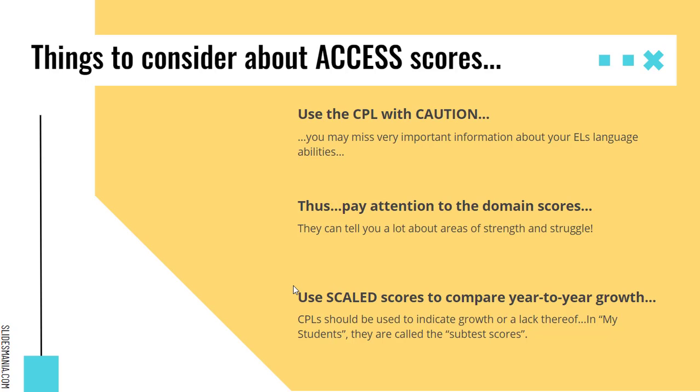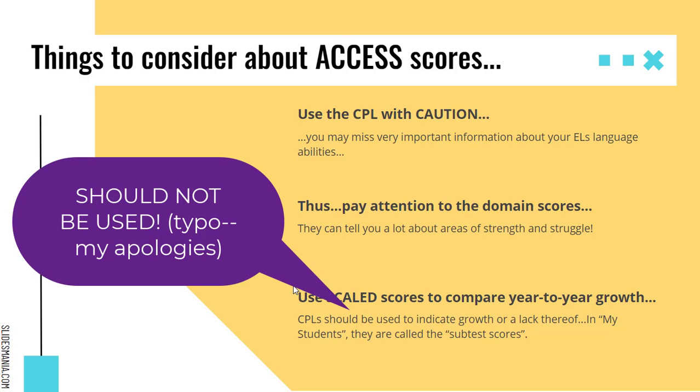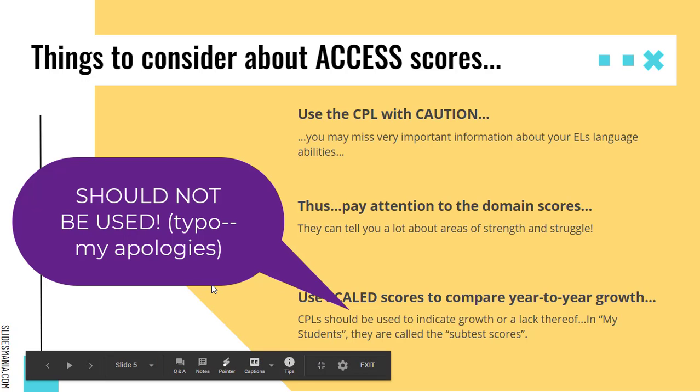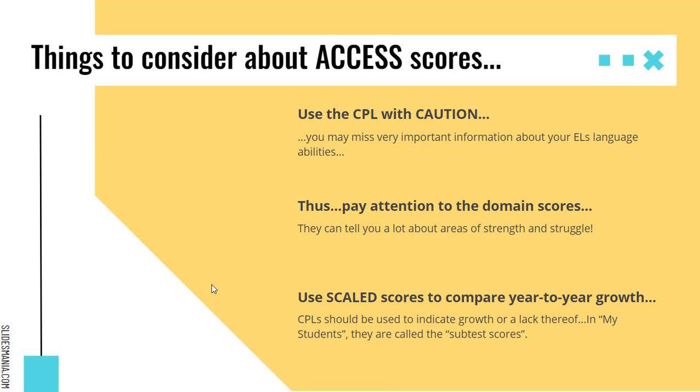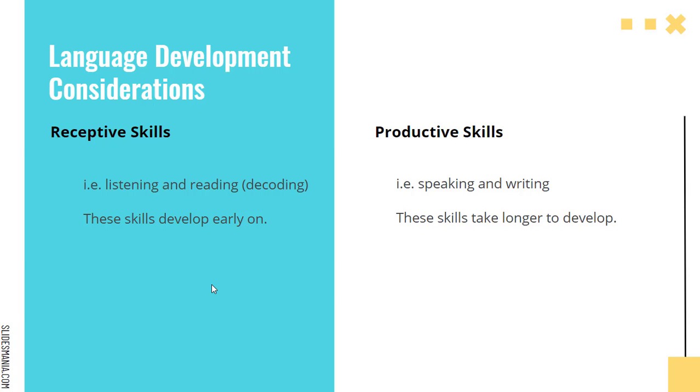Another thing that we need to make sure we're considering is that we're using the scaled scores to compare year-to-year growth. The CPLs should not be used to indicate growth or a lack thereof. That's what it should say. Should not be used. So my bad, I need to go and edit that slide here. The CPL should not be used to indicate growth or a lack thereof. In my students, you'll notice they are called sub-scores.